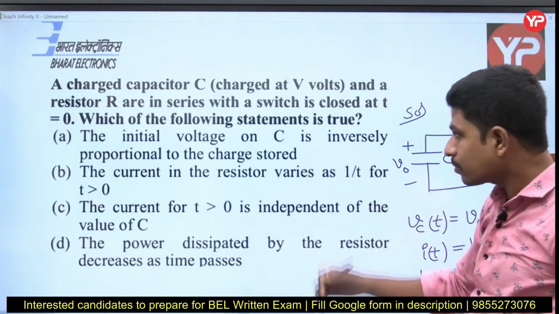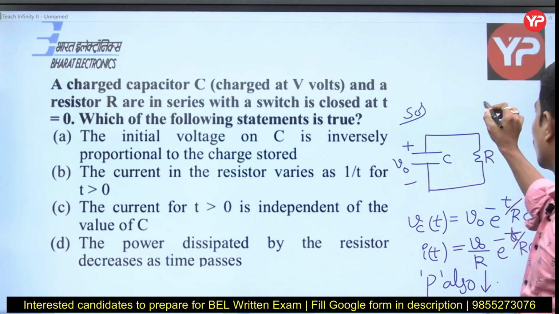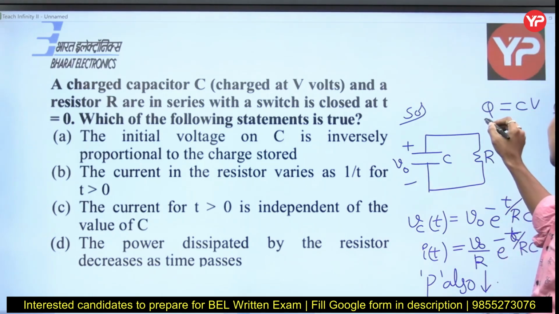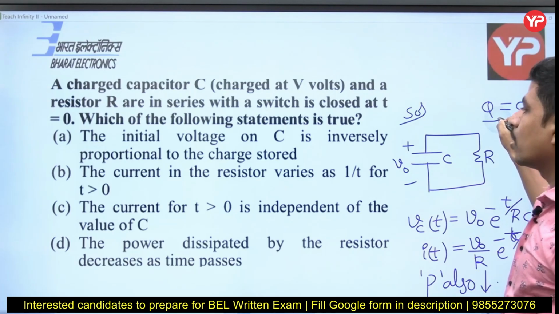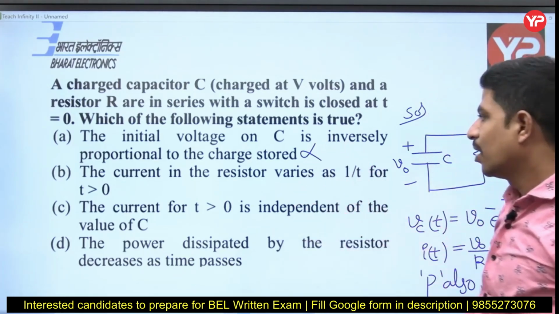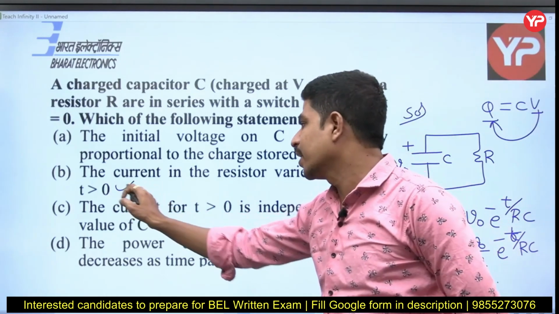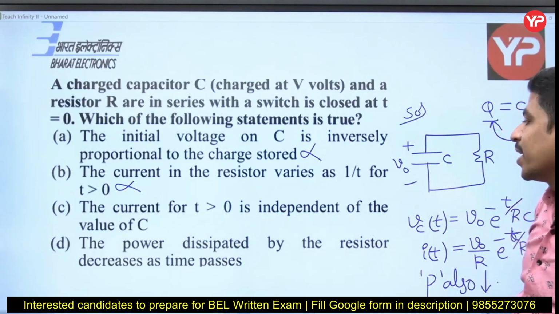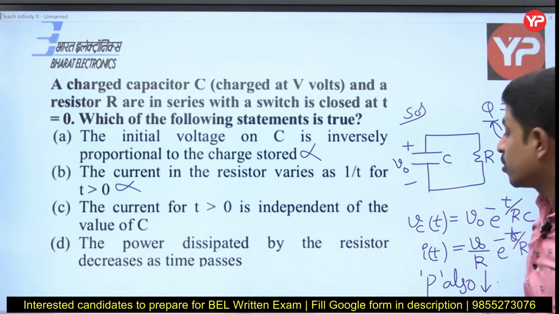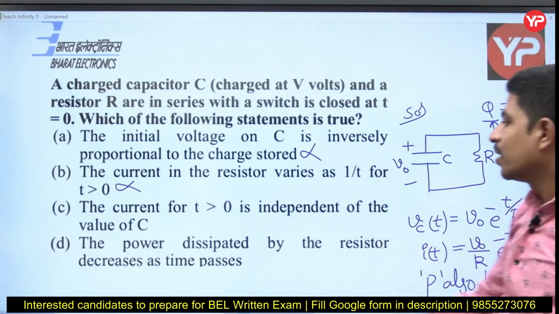The initial charge on C is inversely proportional to the charge stored. Q is equal to CV. Charge is directly proportional to the initial voltage. Voltage is directly proportional to the charge stored. It is not inversely proportional. A is wrong. The current in the resistor varies as 1 by t for t greater than 0. No, current is varying exponentially. That is not correct. The current for t greater than 0 is independent of the value of C. No, current depends upon the value of C, right? This is also not correct.